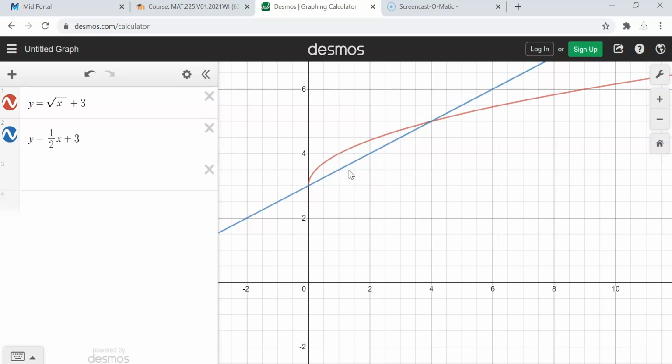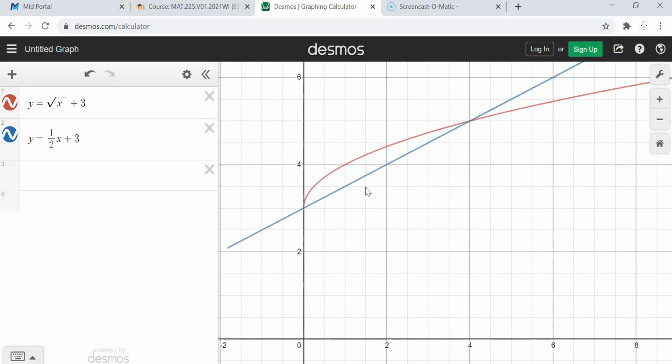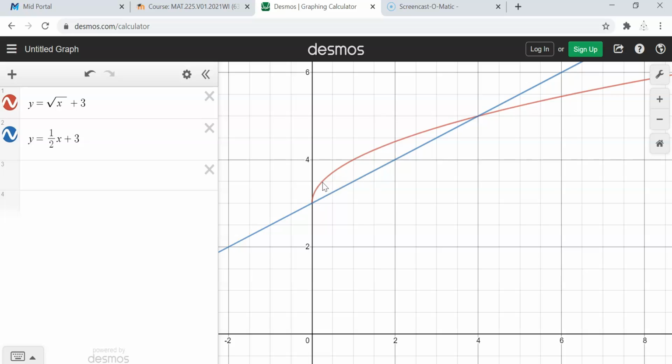I'm going to zoom into that a little bit. You can see that the curve with the square root in it is the one that's going to be on top in that region. The line is going to be on bottom. And you can also visually see that they intersect when x is 0 and when x is 4. So we're going to be integrating from 0 to 4, the square root of x plus 3 minus 1/2 x plus 3, or 0.5 x plus 3, however we'd like to write that.